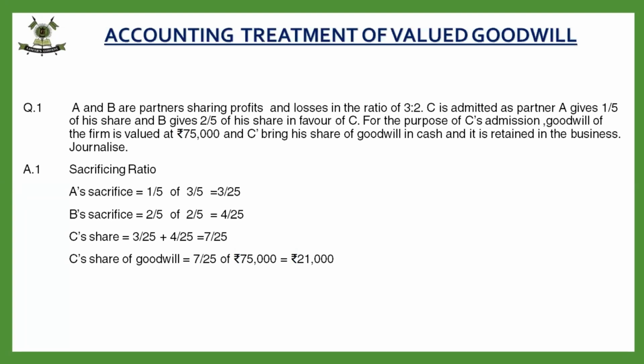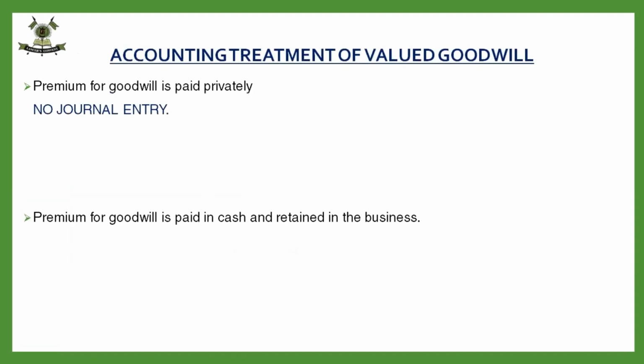You have to remember this, that this has to be distributed in the sacrificing ratio, and you have to remember the reason also. This reason can also be asked: why it is being distributed in the sacrificing ratio, or why the premium for goodwill is brought by the new partner. Fine. So we have discussed this.